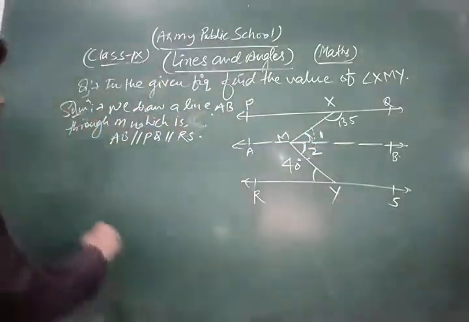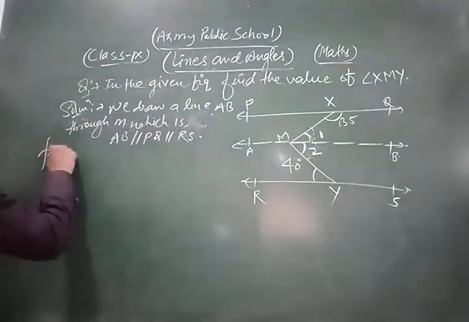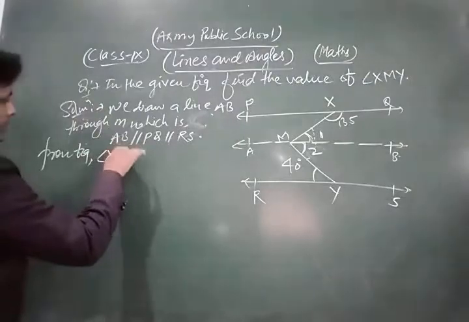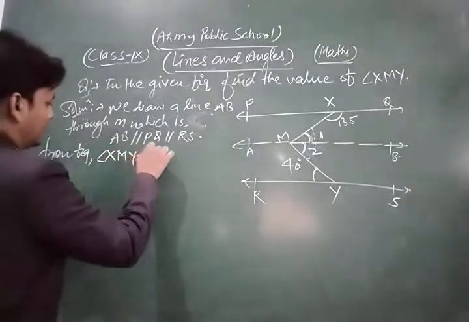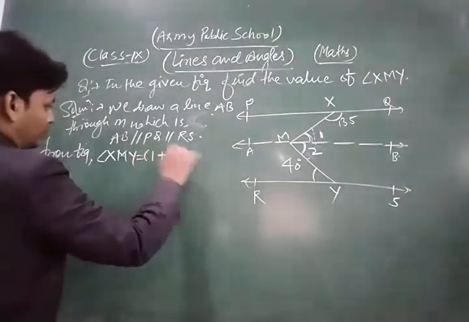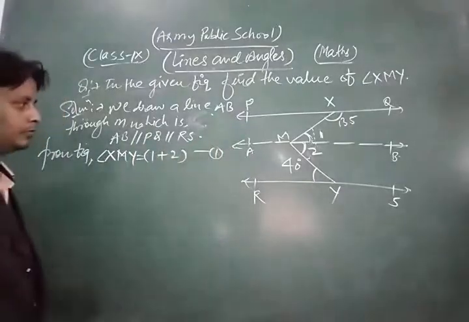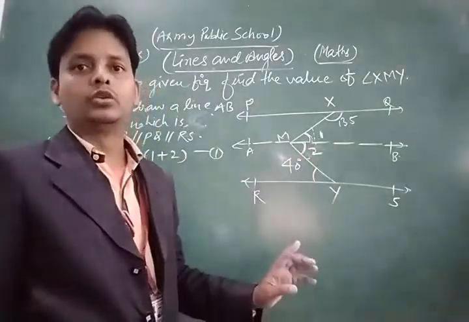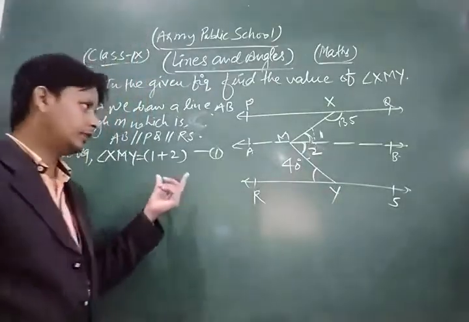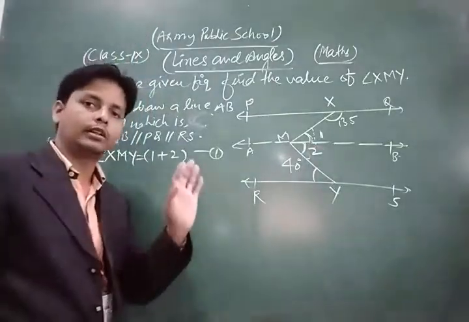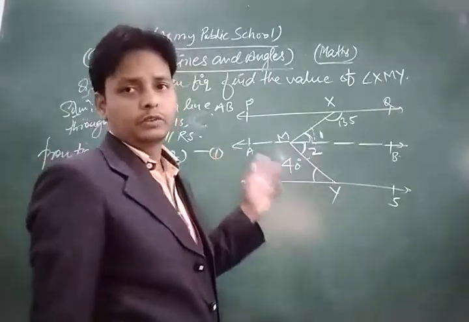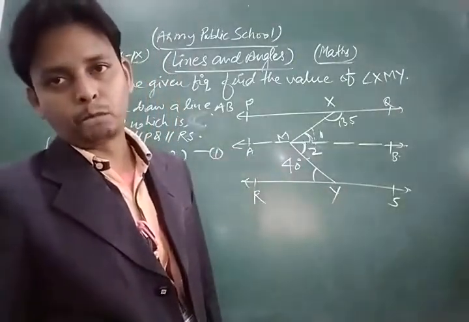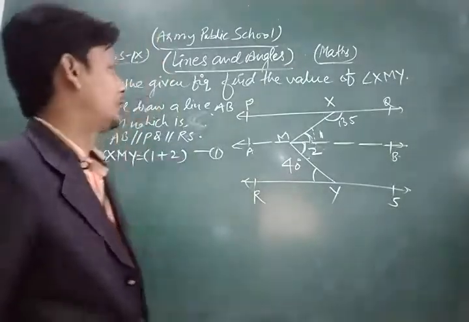Then from the figure, angle x plus y is equal to angle 1 plus angle 2. We take this as equation number 1, because we take here angle 1 and this is angle 2. So after finding the value of angle 1 and angle 2, we just put these values in equation 1. Hence we find the value of angle x plus y.